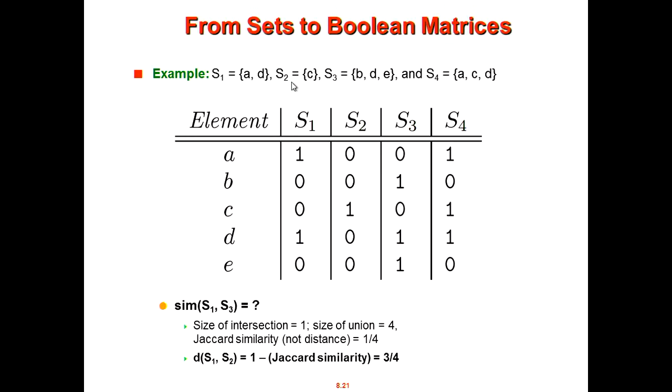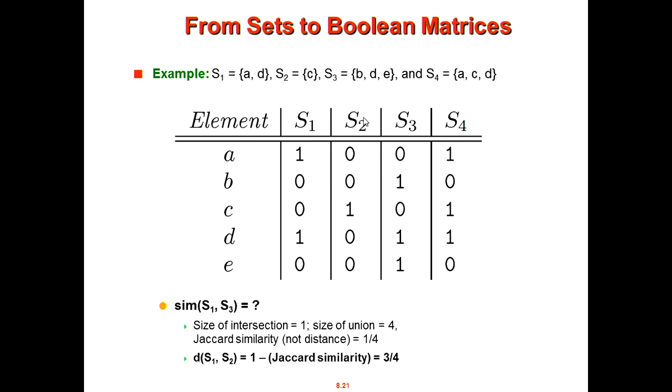Now, assume that we have four documents, and each document has some elements. This matrix can be represented like this. Each row is a K-shingle: A, B, C, D, E, and S1, S2, S3, S4 are the four documents. Based on the given sets, the matrix representation of the data set is like this.